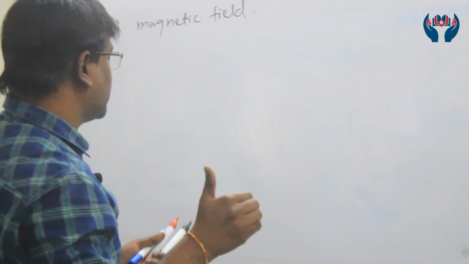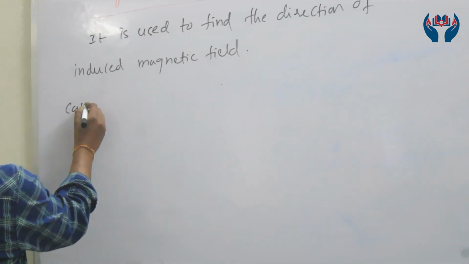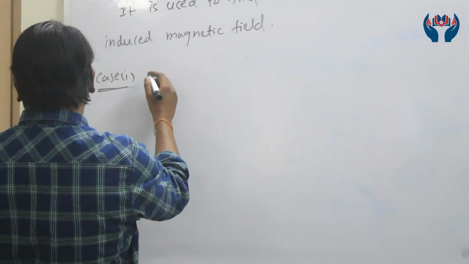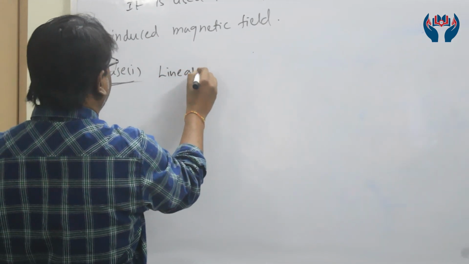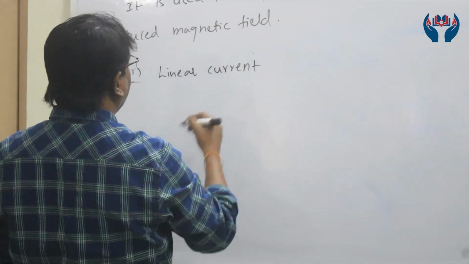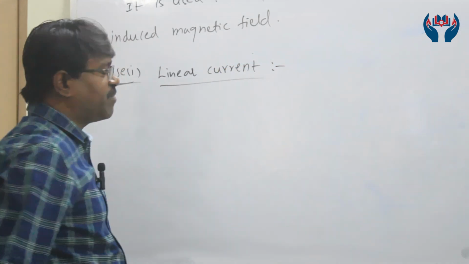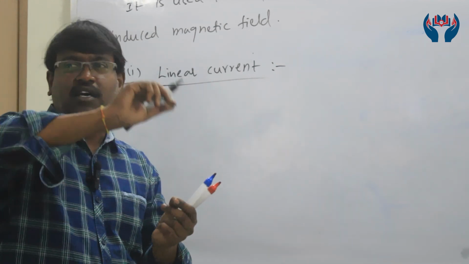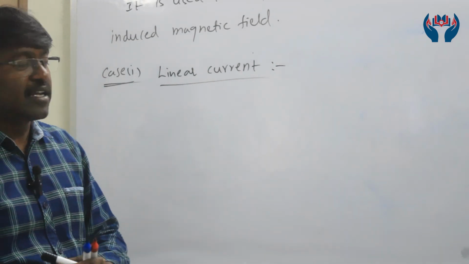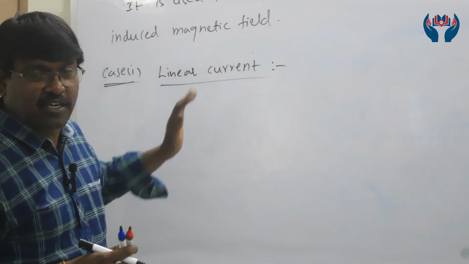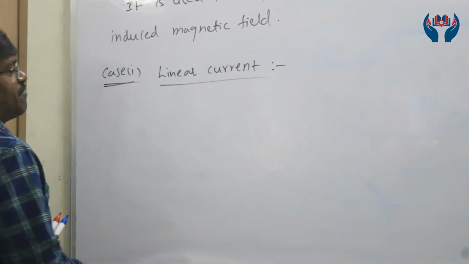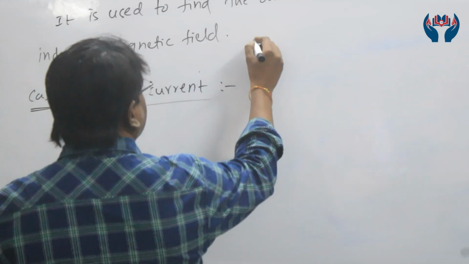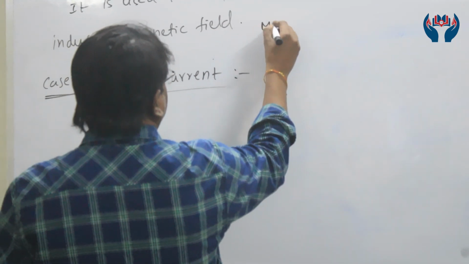Okay. So in the first case, the current-carrying conductor carries linear currents, which means the current-carrying conductor is a straight line. It may be a circular path or along a straight line. In the case of a straight line, how can we measure the direction of the induced magnetic field? Before going to this, suppose the magnetic field is inside.